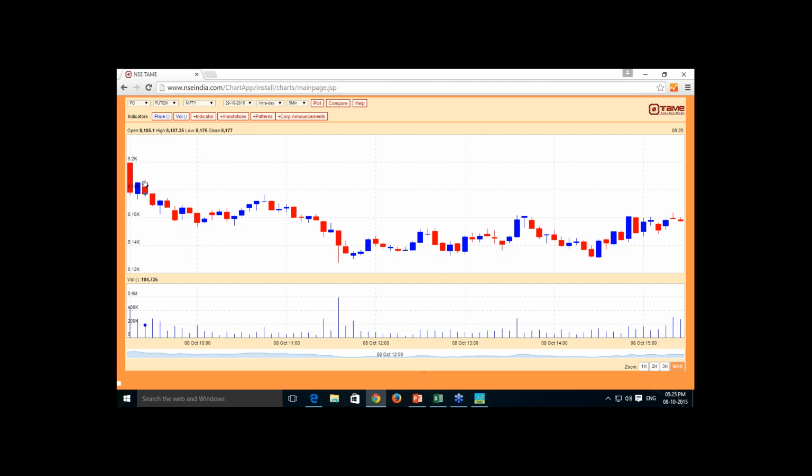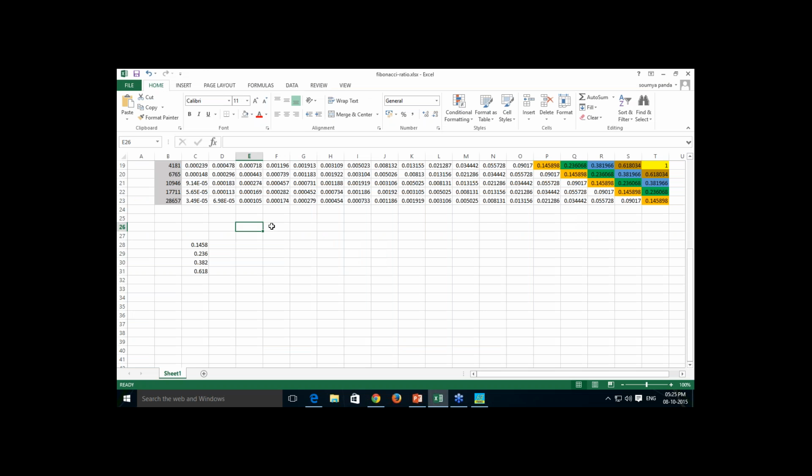It has opened at 8199, so 8199.5 is the high and 8153 is the low. So it has created a high and a low. Now we have to take the difference of the high and low. So this is the 46 point oscillation that has happened.